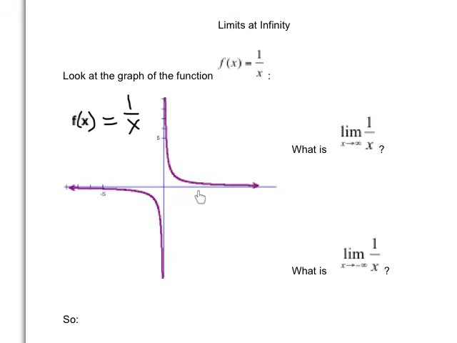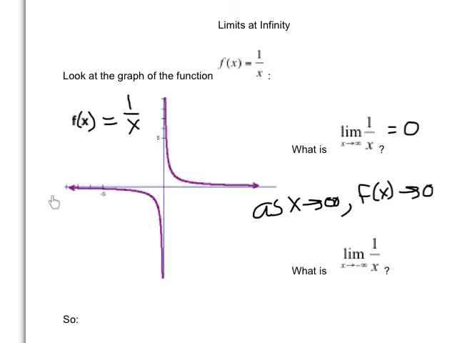And as you look, as x increases, my y value looks like it's approaching 0. So what we can say is as x approaches infinity, f of x is approaching 0. So the limit as x approaches infinity is going to be 0. And that's the same thing for when x approaches negative infinity. If you look at your graph, as x is increasing in the negative direction, my y value, if I follow along, it's approaching 0.